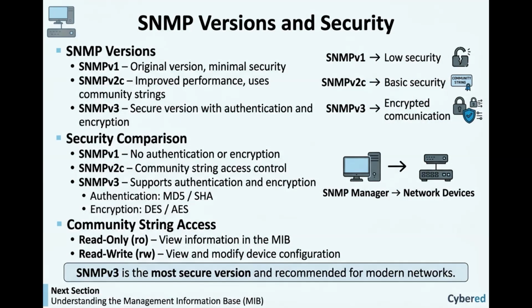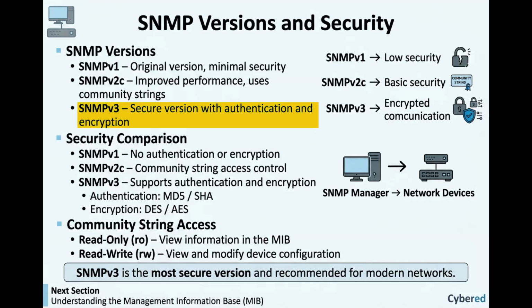There are three main versions of Simple Network Management Protocol: SNMP version 1, SNMP version 2c, and SNMP version 3. SNMP version 1 is the original version and provides very limited security. It does not include authentication, user privileges, or encryption between the SNMP manager and agent. SNMP version 2 improves performance and uses community strings for access control. These strings act as simple passwords that allow the SNMP manager to communicate with the device. However, SNMP version 2 still lacks strong security because it does not support authentication or encryption.